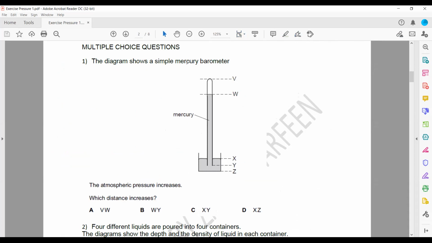The diagram shows a simple mercury barometer. So this is a mercury barometer. They are saying the atmospheric pressure is increased. What is the meaning of atmospheric pressure increase? It means that the force which these air particles are applying on the mercury surface is also increased. They're pushing it harder, with a greater force. So what happened when these air particles start to push this mercury? So this level X will go down.